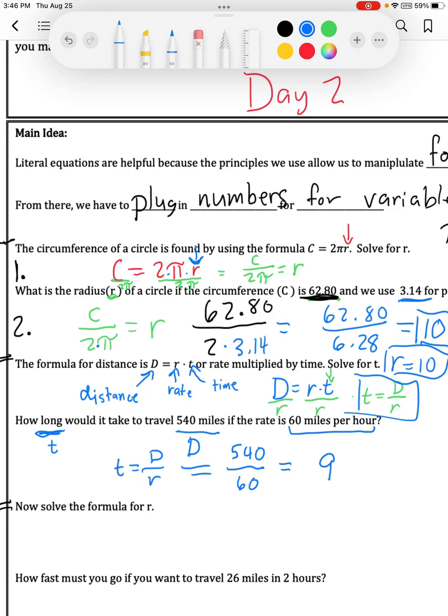Now, in this particular case, we do have a unit for time. What is our unit for time? Hours. So our answer is really going to be t is equal to 9 hours.